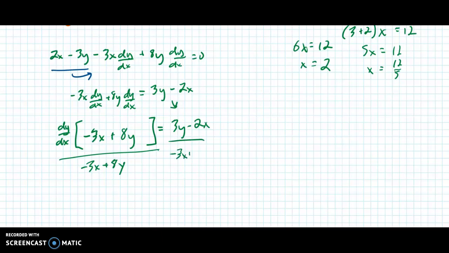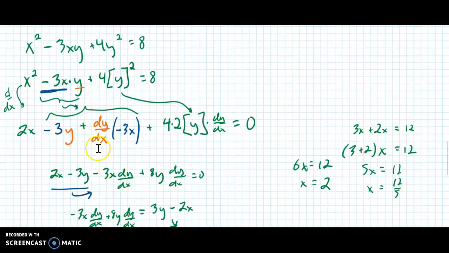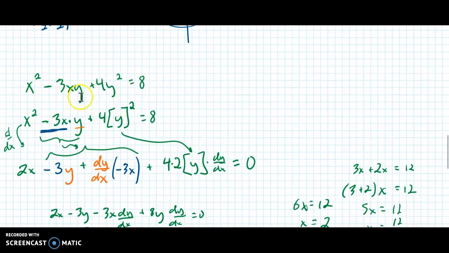Negative 3x plus 8y. This cancels with that and leaves me with nothing but dy/dx is equal to 3y minus 2x. And now I'm going to flip the order of these two because I just like having the positive term first. So 8y minus 3x. And that is the derivative, the slope at any point on this curve.